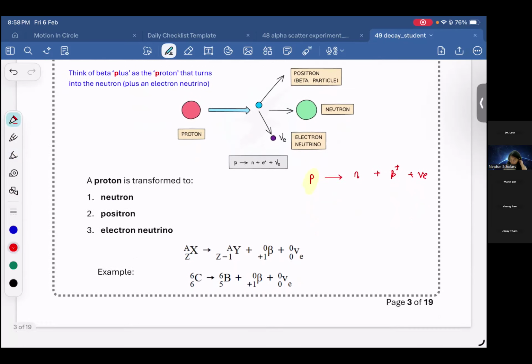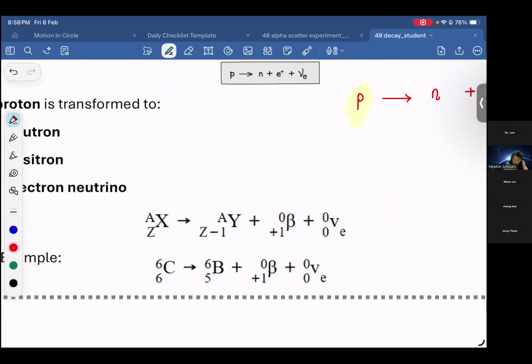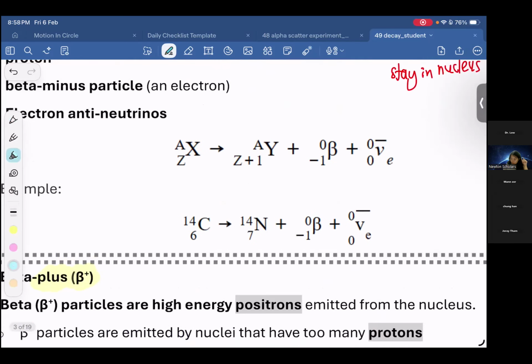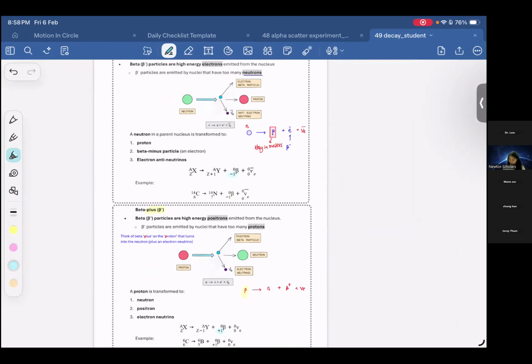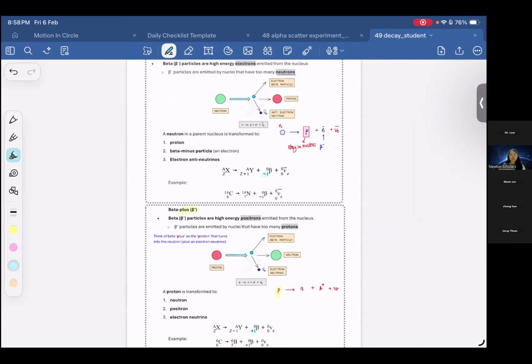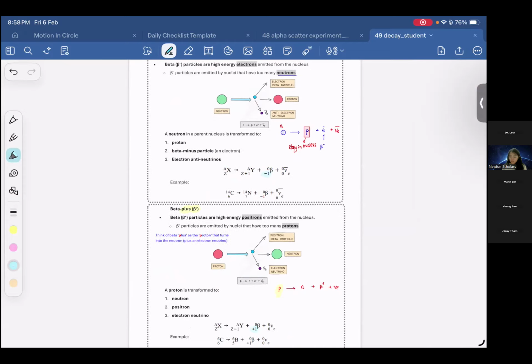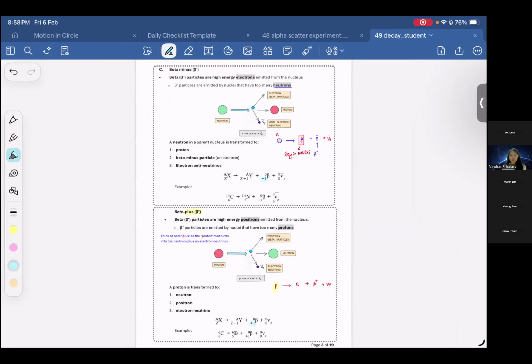Basically it's just balancing. Then what is the difference here? The positron is positive one, the electron is negative one. This is the difference between these two. The other part is also different: one is from neutron to proton, one is from proton to neutron. This is the main key point they want to test you on. You have to know this. So until here, is that clear?